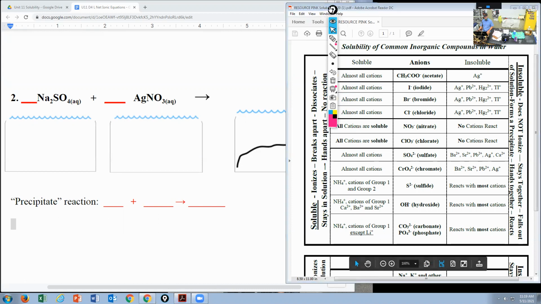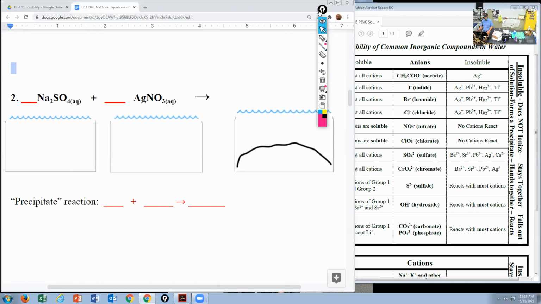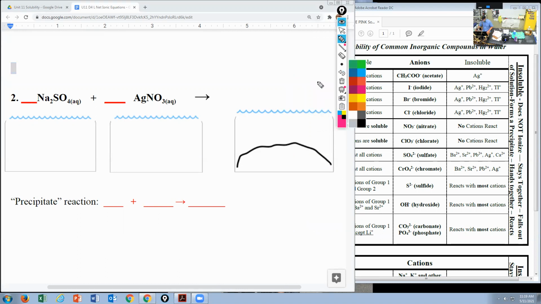solubility table. Okay, so we're just going to take a look over here. Now, very quickly, we have this word aqueous. This little AQ. Remember, AQ means the things are broken apart. So it means that sodium and sulfate are already broken apart. Aqueous means these are broken apart. You never even have to look it up.